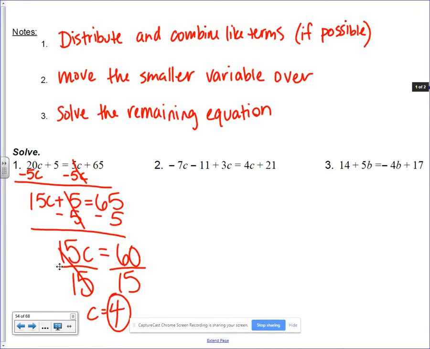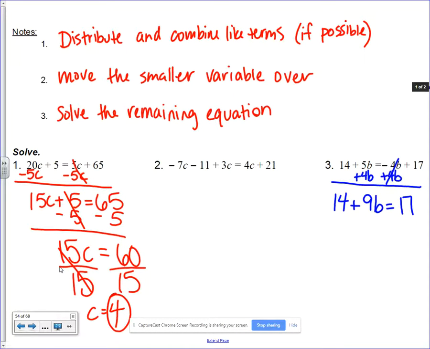Step number 2, move the smaller variable over. Which one's smaller? -4 is smaller than 5, right? It's negative, so how am I going to move it over? You are going to only add it underneath the B's. Only underneath the B's. And the new equation is what? Oh, plus how many B's? 17? Are we following? Okay, now let's solve it.